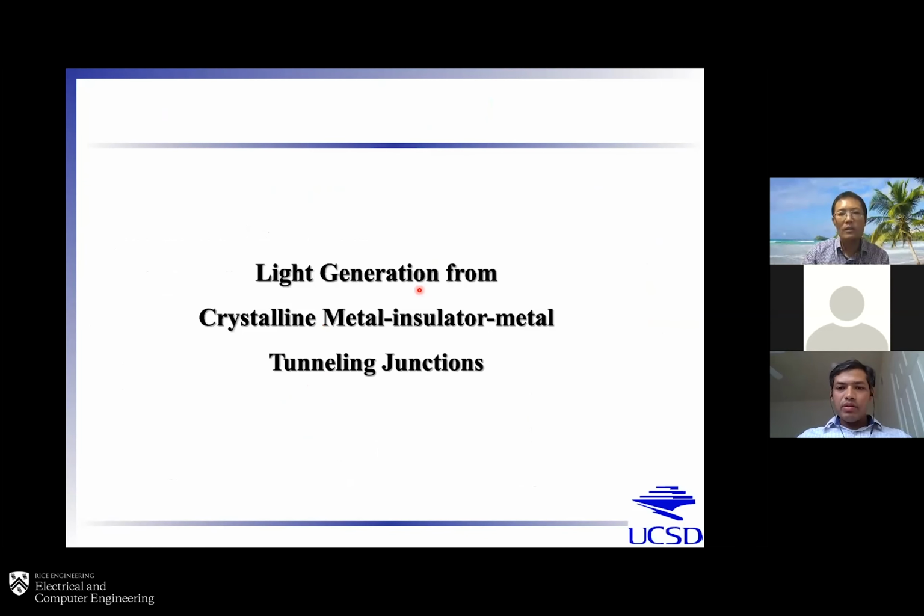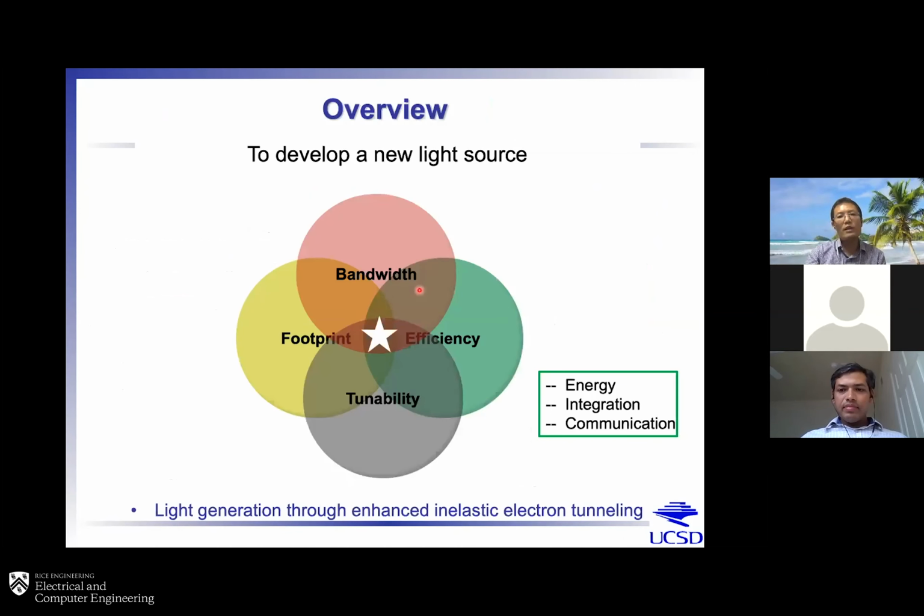And then this is a completely independent topic. It's the light generation from the metal-insulator-metal tunneling junction. The whole idea is that we try to develop a new light source. This new light source has to have very large bandwidth, for communication purposes as big as possible, hopefully terahertz or even faster. And the footprint has to be very, very small, at the sub-wavelength scale. And then we hope this light source can be tunable. And of course, efficiency always matters.